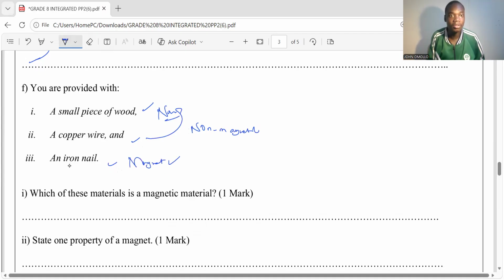Even before I go to the questions, according to what we have provided, we can easily tell copper wire is non-magnetic, but it's a good conductor of electricity. We need to know the difference. It is non-magnetic. An iron nail is a very good magnetic material. Which of these materials is a magnetic material? As simple as that, an iron nail.